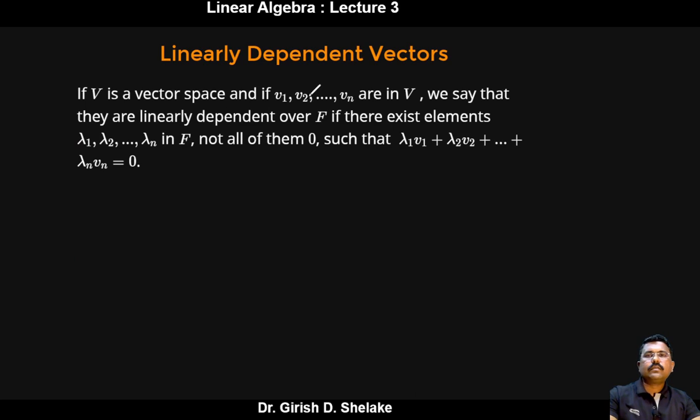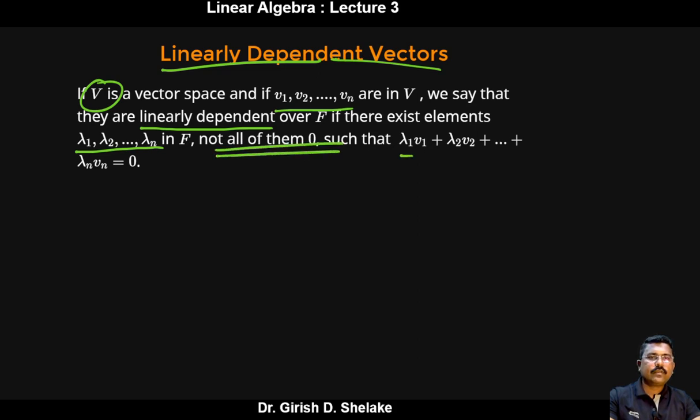Firstly, we start with the definition of linearly dependent vectors. If V is a vector space over F and v1, v2 and so on vn are vectors in V, then we say that they are linearly dependent over a field F if there exist elements lambda 1, lambda 2 and so on lambda n in F, not all of them 0, such that their linear combination becomes 0. It means if we consider a set of vectors, then they are said to be linearly dependent if by using some non-zero scalars it is possible to write their linear combination as 0.